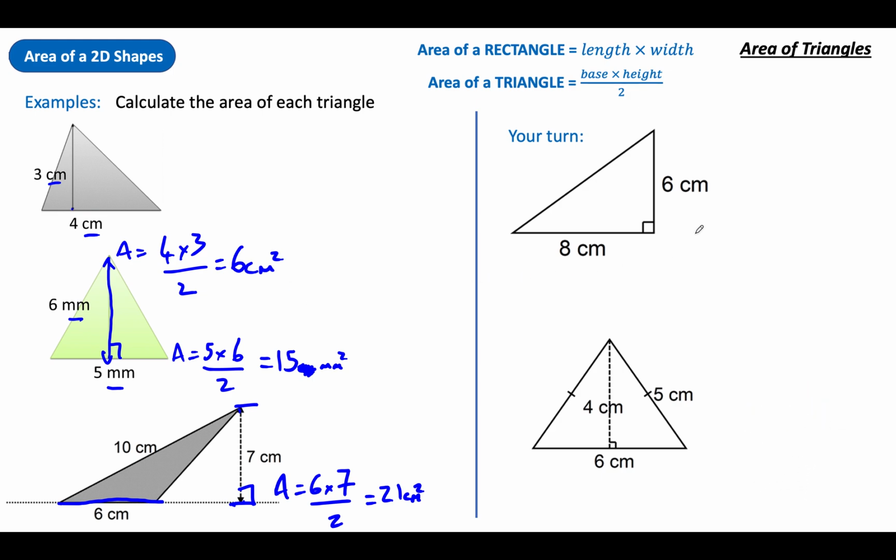Okay, I've unpaused. So what do we have here? We have a triangle. The base is 8, and then this side is 6, and that goes straight up to the top. So that is the height of my triangle.